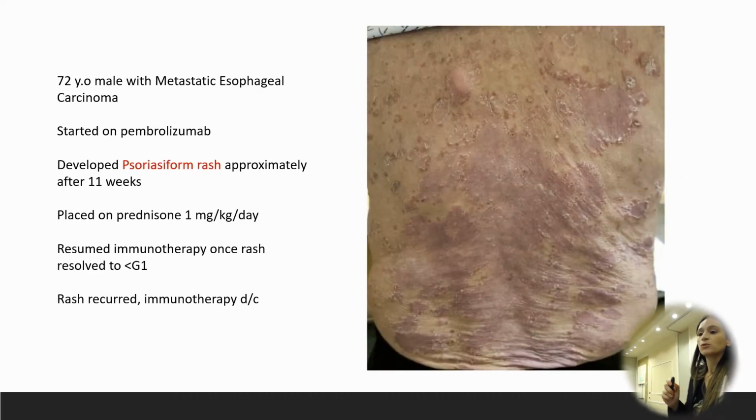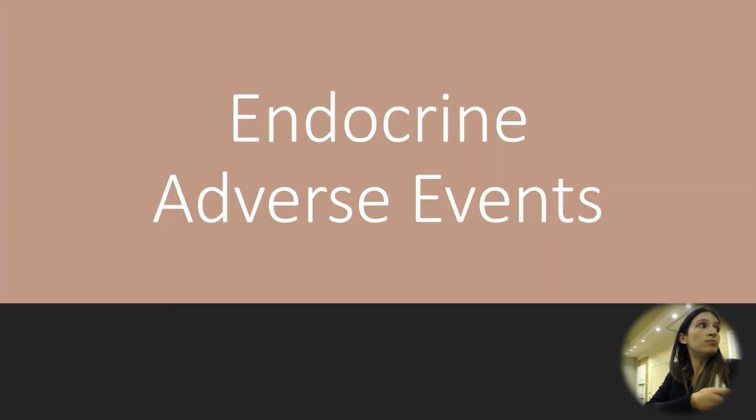So here we have a 72-year-old male with metastatic esophageal carcinoma. He was started on pembrolizumab, and he developed this psoriasiform rash about 11 weeks after. This is his back, so his whole body had this rash. We put him on prednisone and topical steroids, and we were able to resume the immunotherapy. However, it took about 6 to 8 weeks for the rash to come down to less than a grade one. So when it recurred, we decided that we couldn't do another 8 weeks, because basically the patient was not getting treatment and the disease was progressing. So we just discontinued the therapy.